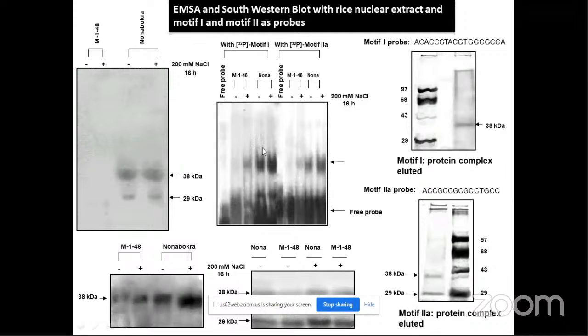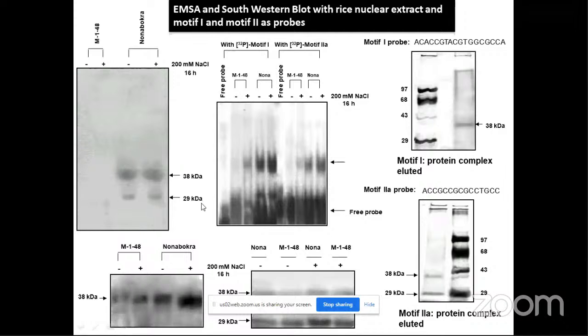Now we eluted the protein out of this complex and silver stained it. From this complex, we could get only a 38 kilodalton protein, whereas when you elute motif 2A, you are getting two proteins, one 38 kilodalton and another 29 kilodalton, which matches with this. So probably this 29 kilodalton protein is recognized not by motif 1 but by motif 2, whereas the 38 kilodalton protein is recognized by both motif 1 as well as motif 2. So probably it is a heteromeric complex between the 38 kilodalton transcription factor, which is OSBZ8, and a 29 kilodalton protein, which is yet unidentified.